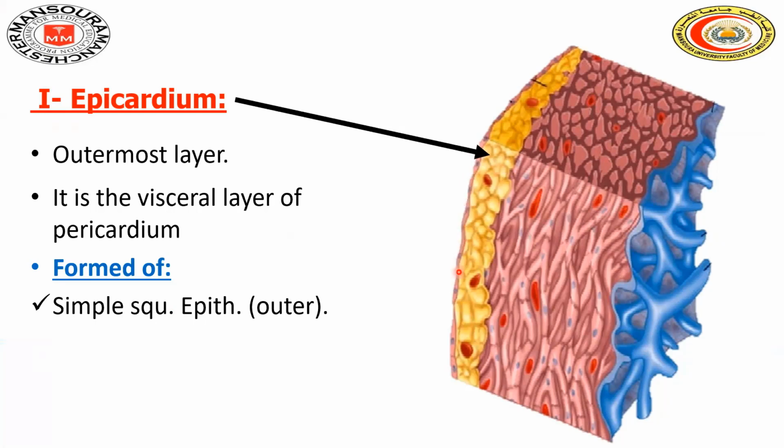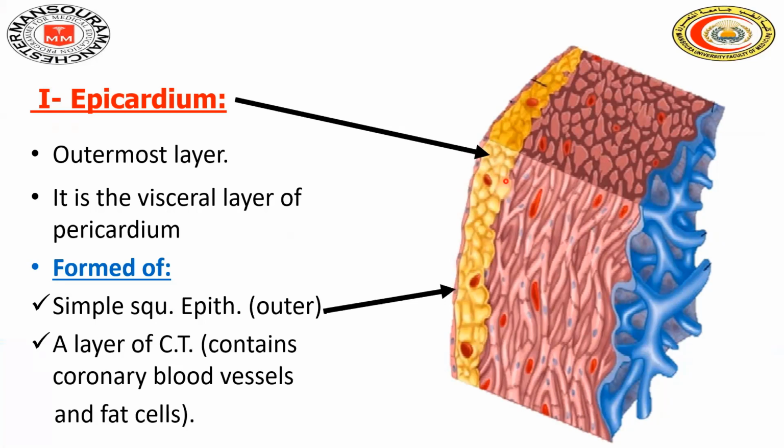It is a single layer of flat cells with flat nuclei covering its outer part, underlaid by a layer of connective tissue. As we mentioned before, epithelium is mostly underlaid by connective tissue in any part of the body. So here also we have a simple squamous epithelial layer, flat cells with flat nuclei, underlaid by a layer of connective tissue. This layer is characterized by being rich in fat cells, together with the presence of the coronaries, the blood vessels supplying the wall of the heart itself.